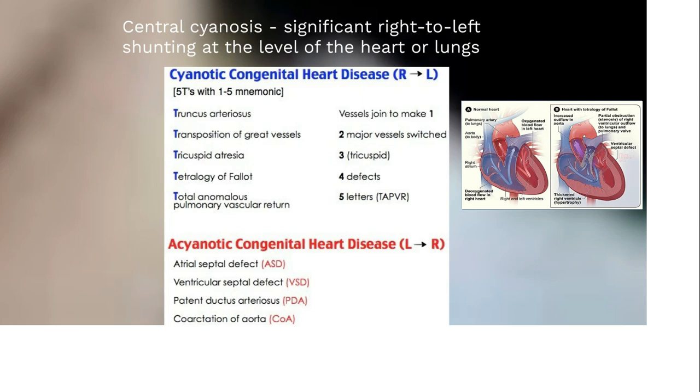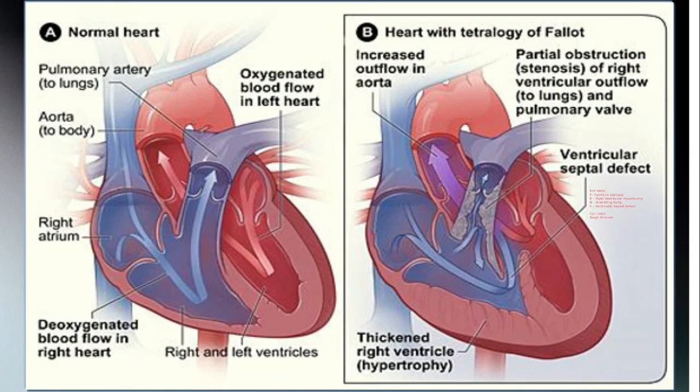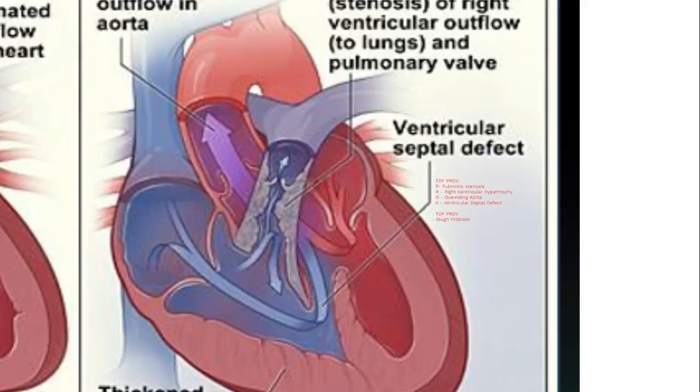Most common is the tetralogy of Fallot. You can see this is the blood circulation. Since the patient has pulmonary stenosis and there is a ventricular septal defect, the deoxygenated blood is mixed with the oxygenated part of the heart, so there will be a cyanosis in the patient.